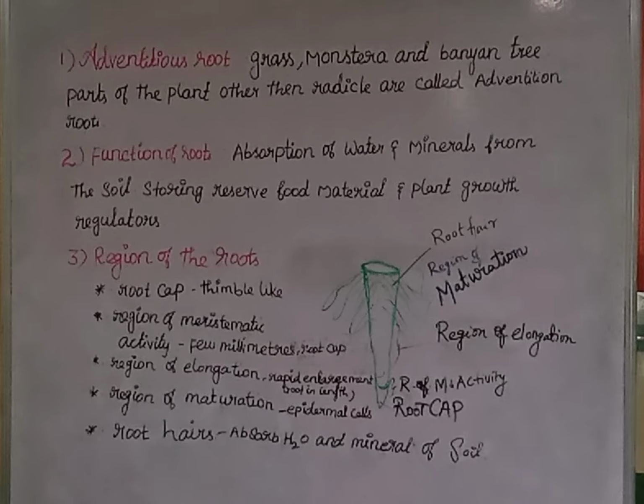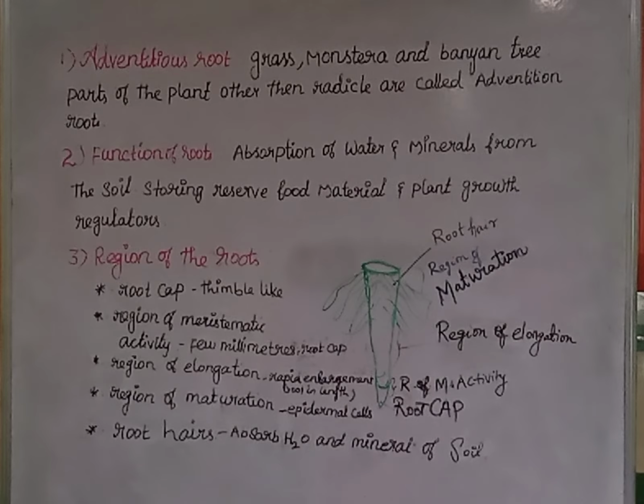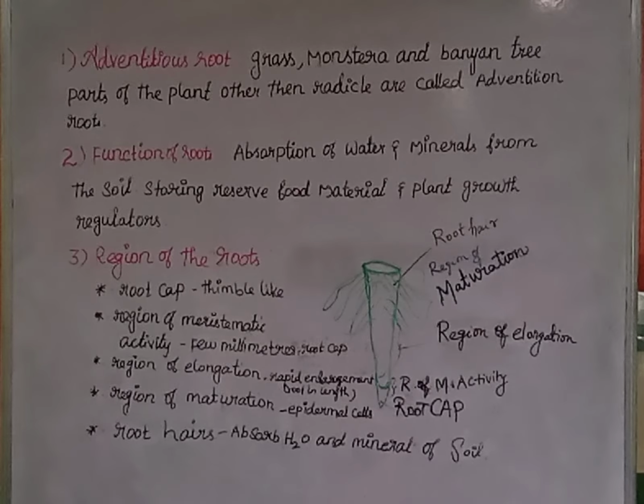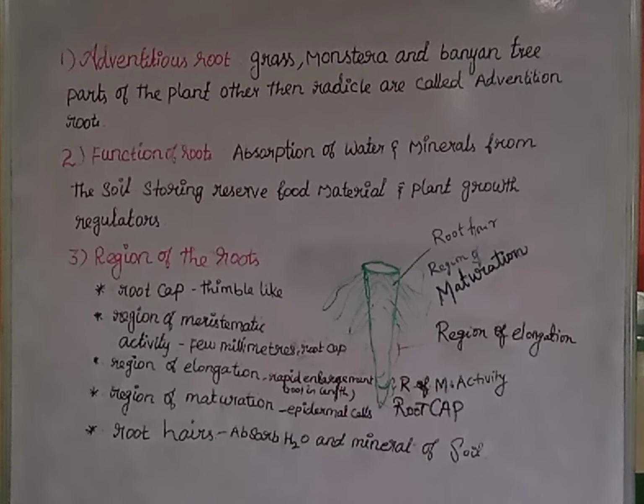Next point, the region of maturation. The cells gradually differentiate and mature. The region proximal to the region of elongation is called the region of maturation. Finally, root hairs: some of the epidermal cells form very fine and delicate thread-like structures called root hairs. The function of root hairs is to absorb water and minerals from the soil. So these are the regions of root.